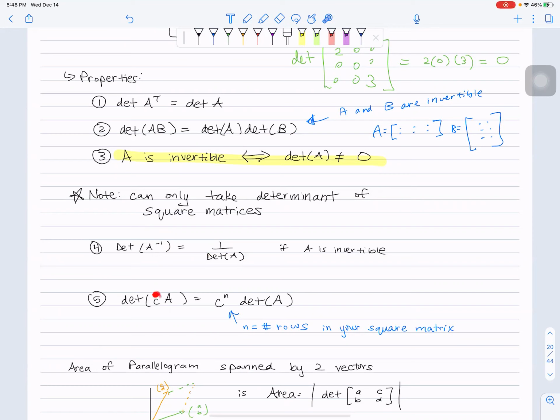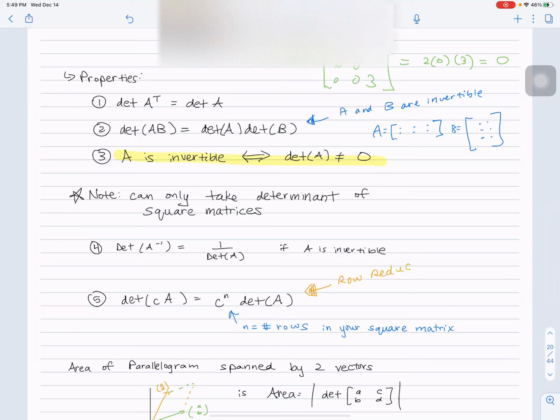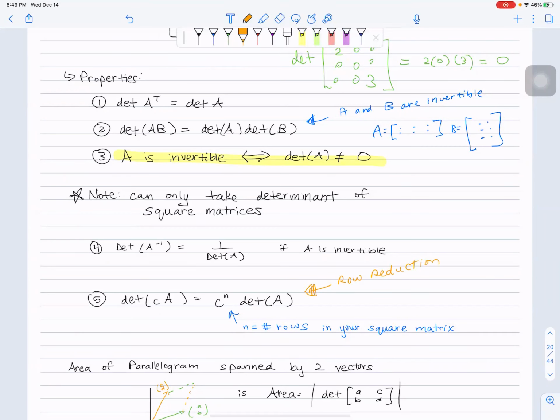If you multiply a matrix by some scalar C, that's going to multiply the determinant by C to the n, where n is the number of rows you have. And the idea why this is true is we'll see later with row reduction. If you recall from row reduction, if you multiply a row by a number, it multiplies the determinant by that number. So if you have, say, 3 rows and you multiply each row by some scalar C, then you'll multiply it by C 1 time, C again for the other row, and C a 3rd time.